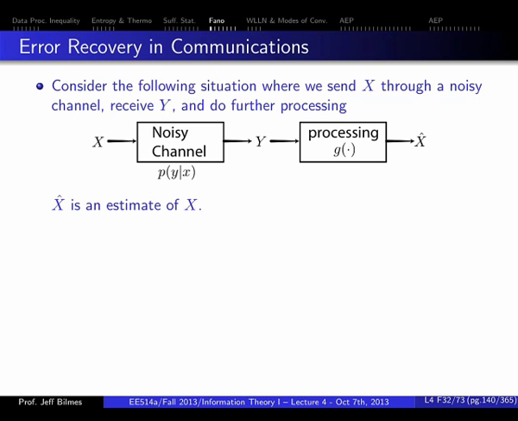Let's talk a little bit about communications and something that we're going to be using quite a bit, which is Fano's inequality, which is really, really important. So let's say that we have some information source X. And again, by information now, we're really talking about entropic information, entropy. And we send X through some noisy channel, which is modeled by a conditional probability distribution, P of Y given X. And we do some further processing, G. And we get X hat. So X hat is an estimate of X, right?